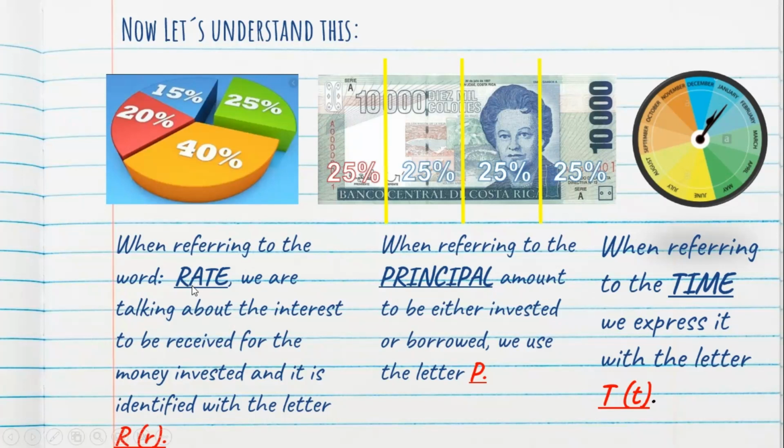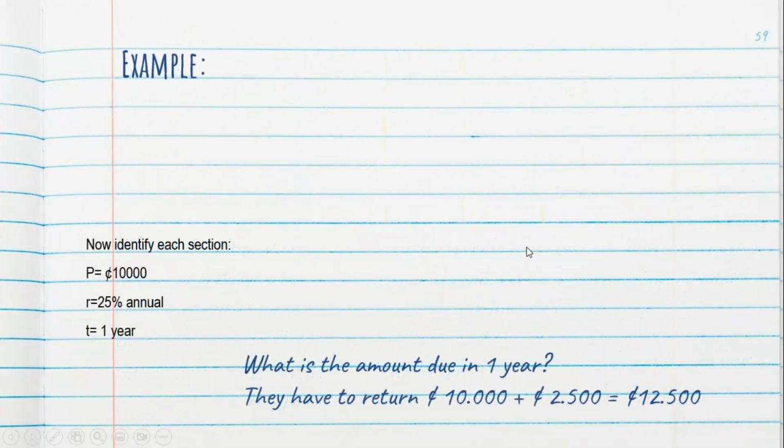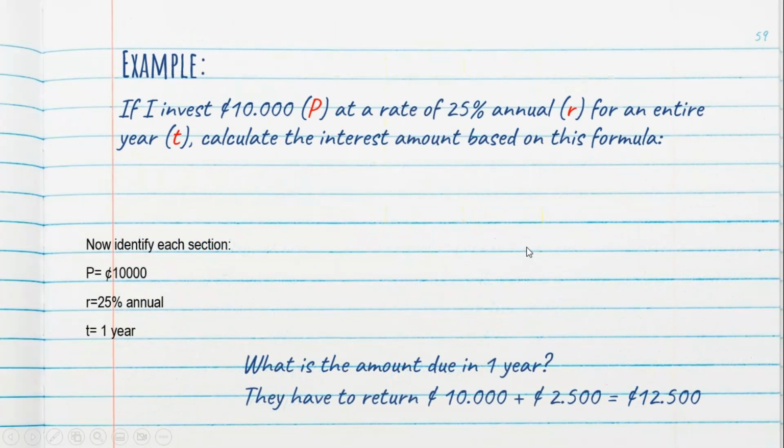So when I say rate, I'm talking about interests. When I say principal, I am talking about either the money I am going to invest or the money I am going to borrow. And when I refer to time, I am thinking of the time I am going to put that money away. Remember R, P, and T. Good. Now let's take a look at the following example.